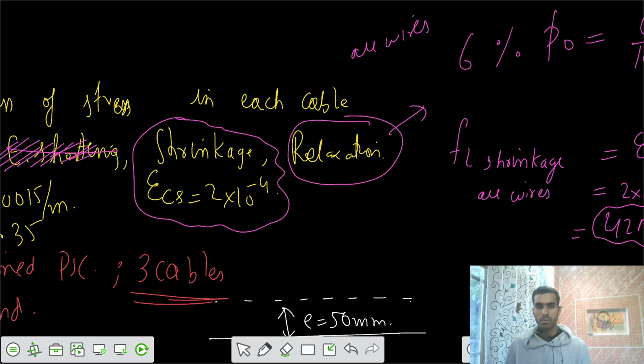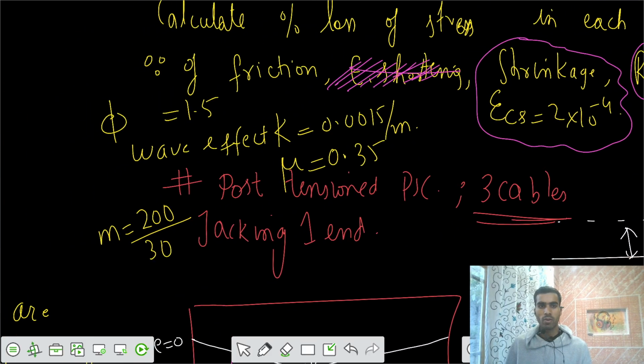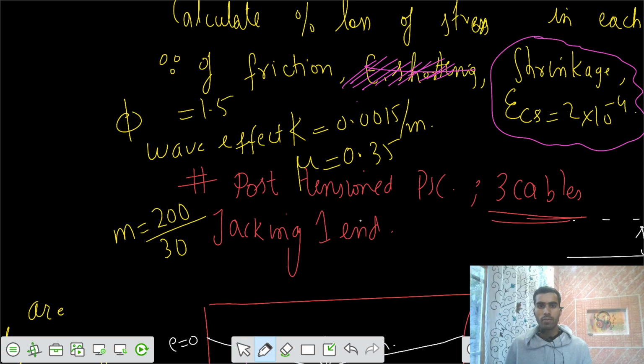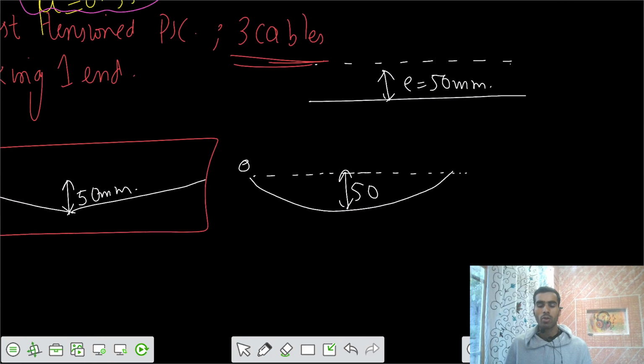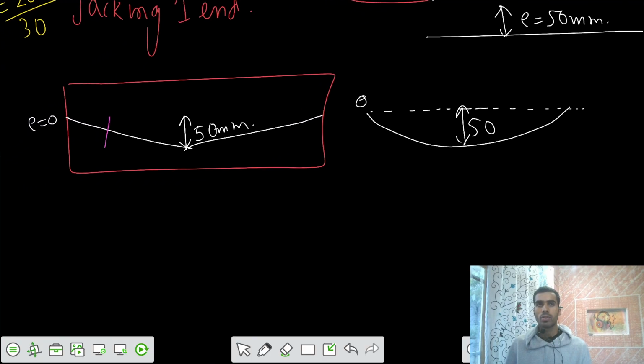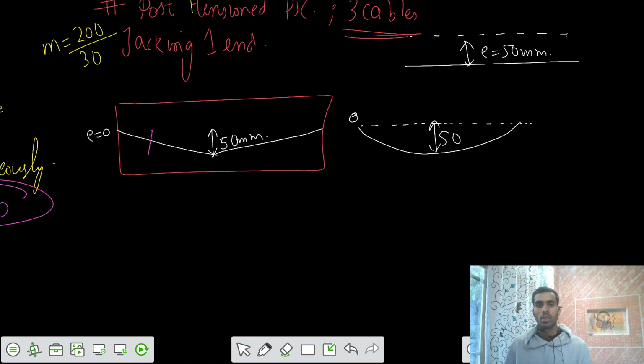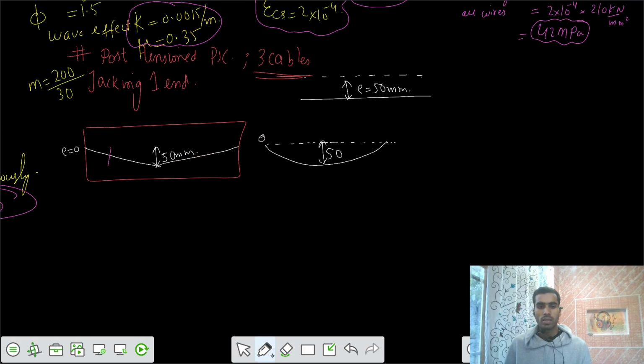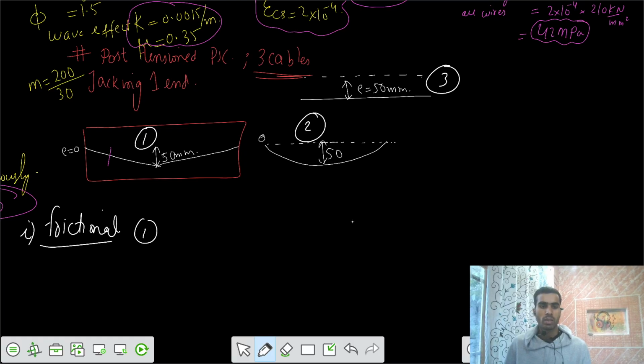And what's left now? Yeah, only the frictional part is left. Friction loss is a function of cable configuration. What is the shape, what is the orientation of the cable? Accordingly, your loss of stress is going to be calculated. So if this is cable number 1, this is cable number 2, this is cable number 3, I will calculate frictional losses in all those three cables. Frictional loss in cable number 1.